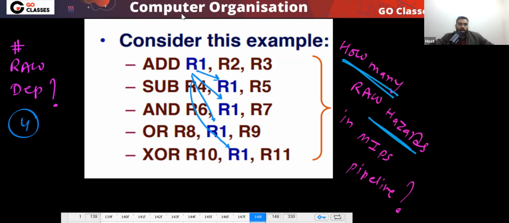Now you tell me how many RAW hazards. This same question I gave you in the All India Mock Test 2. This is a standard question from Washington University. Beautiful question. The number of RAW dependencies you have is 4. How many RAW hazards are there? Can anyone tell me?